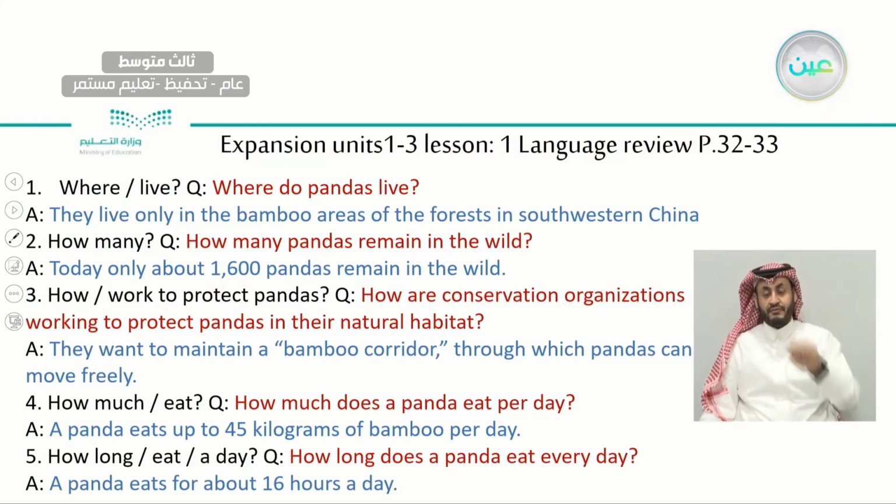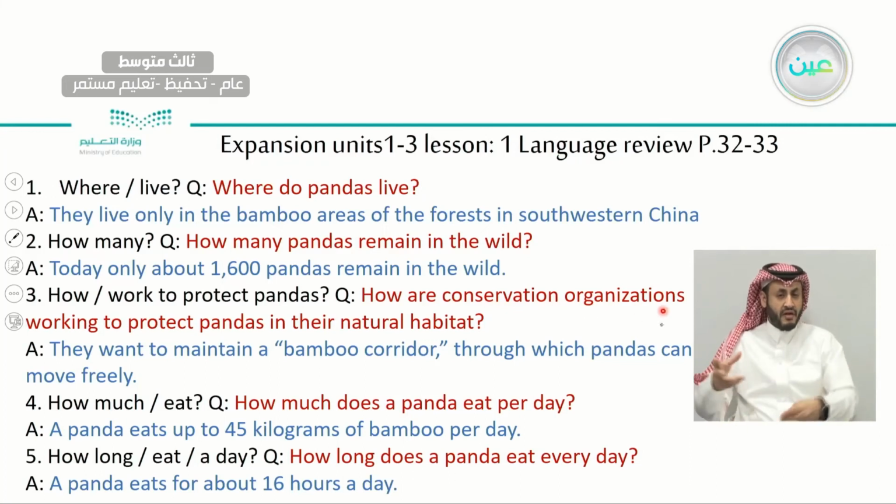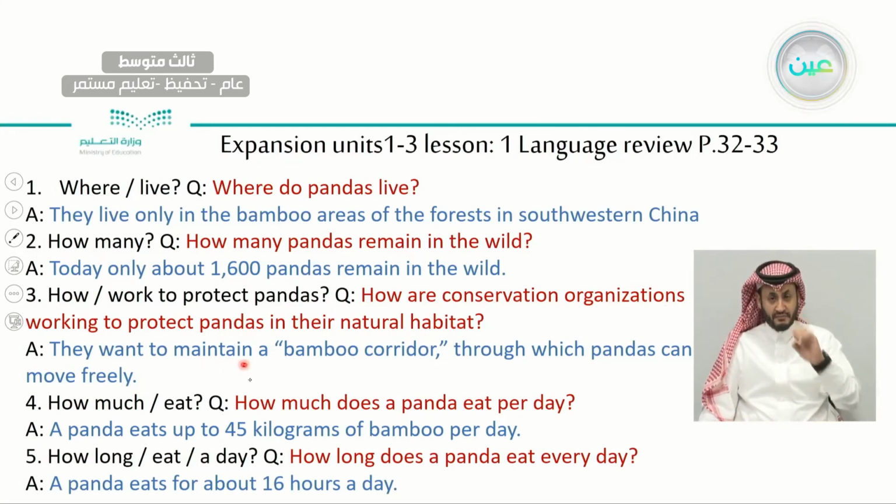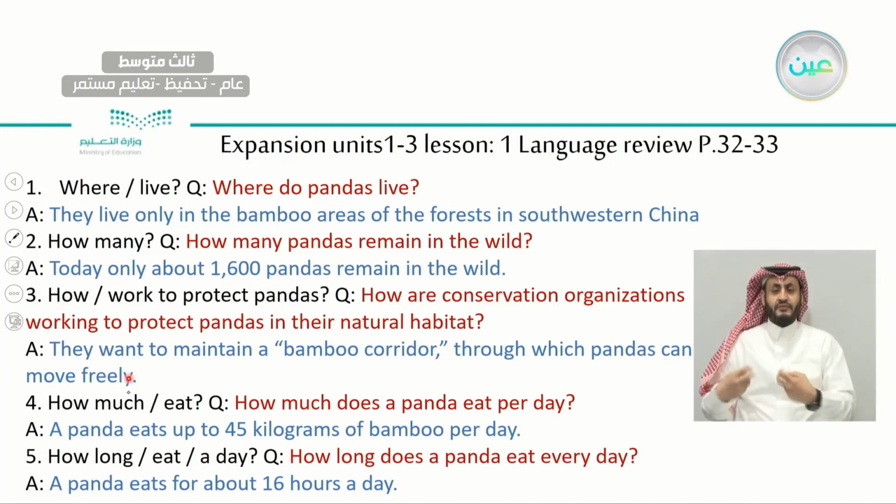How about work to protect? So the question will be, how are conservation organizations working to protect pandas in their natural habitat? They want to maintain a bamboo corridor through which pandas can move freely.